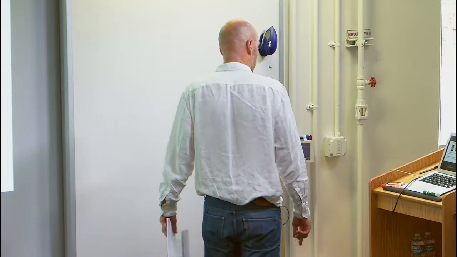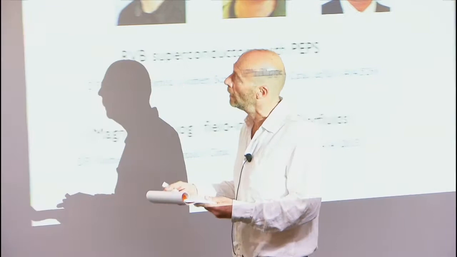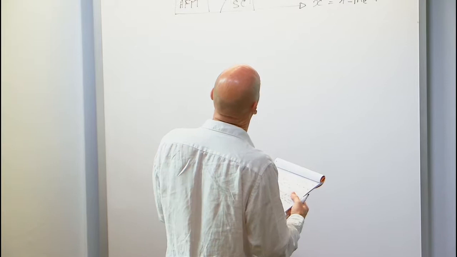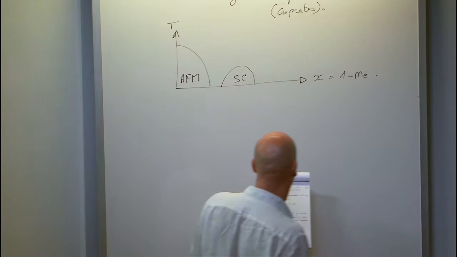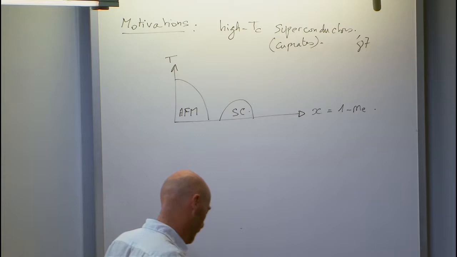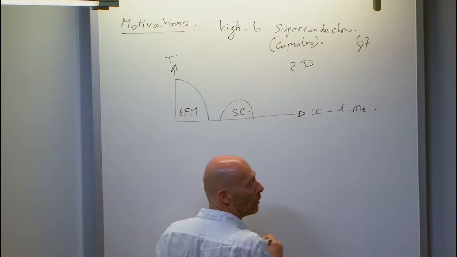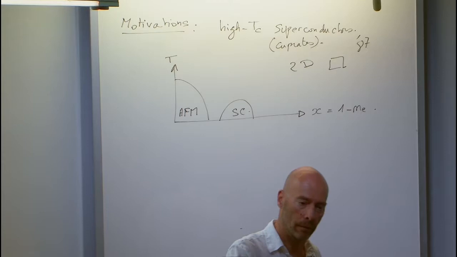So motivation is basically trying to understand high-Tc superconductors. So it's a very old problem from the late 80s. So the materials have been discovered in 87. And these materials are basically two-dimensional, strongly correlated systems on the square lattice. So for the purpose of this talk, we just consider we have a square lattice.